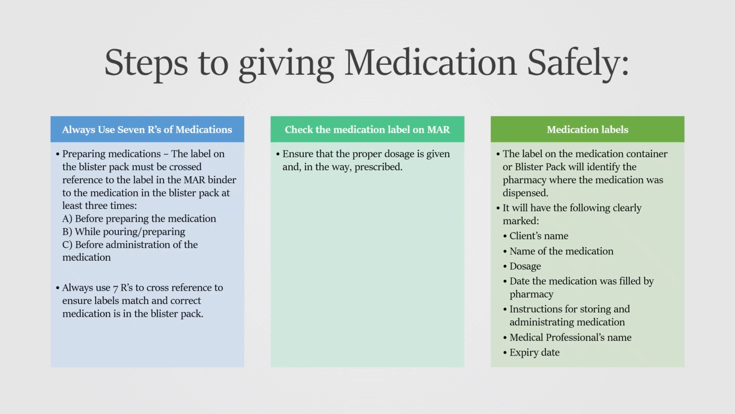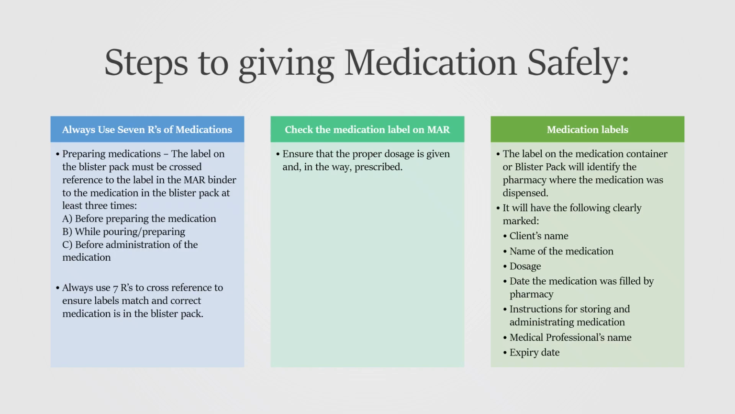Steps to giving medication safely. Always use the 7 rights of medications when preparing medications. The label on the blister pack must be cross-referenced to the label on the medication administration record to the medication in the blister pack at least 3 times. Once before preparing the medication, secondly while pouring and preparing, then just before administration to the resident. Always use the 7 rights to cross-reference to ensure labels match and the correct medication is in the blister pack.